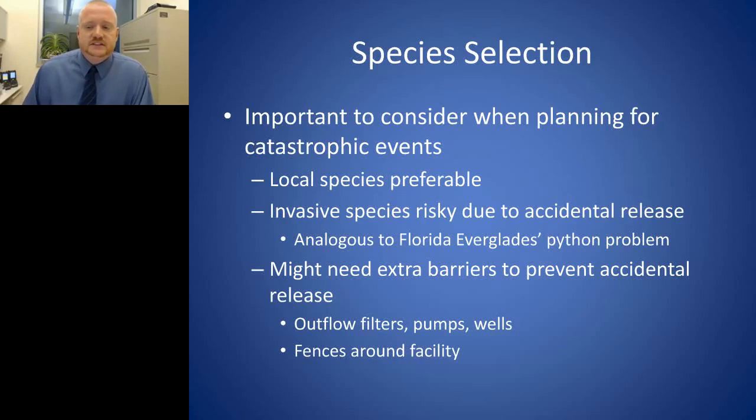When we talk about species selection, it's important to consider when we're planning for these catastrophic events. Like I said, we want to make sure that we don't release any invasive or non-native species due to accidental release. It's somewhat analogous to the Florida Everglades python problem, which I'm sure most people across the country have heard about. It's the butt of a lot of jokes, but it's a real big problem here. And it's not just pythons, it's lots of other things, other reptiles, fishes, plants, you name it, everything grows in Florida. So it's really important that you're careful with the species that you select.